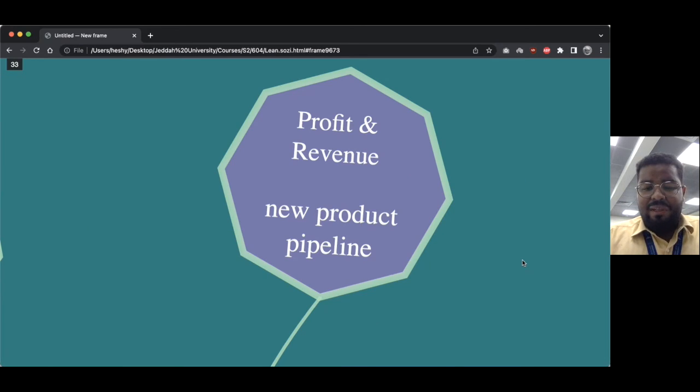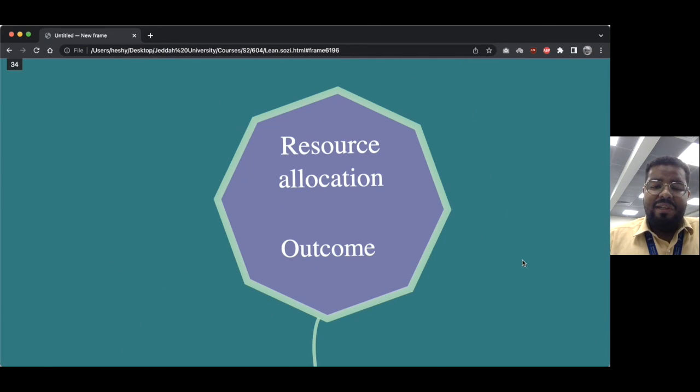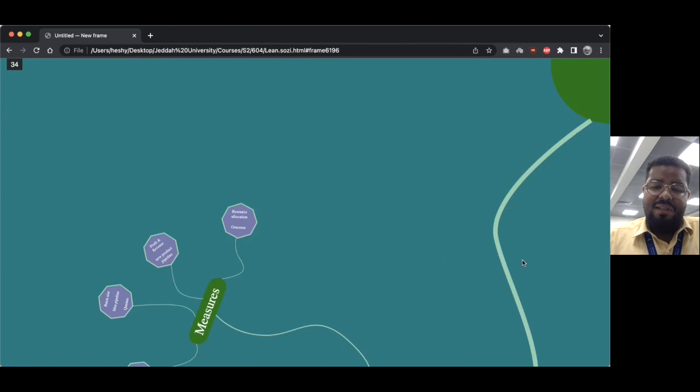After that, we have the profit and revenue. It is the most obvious metric, and how your new products are stacking. Finally, we have the resource allocation and obviously the outcomes of the process.